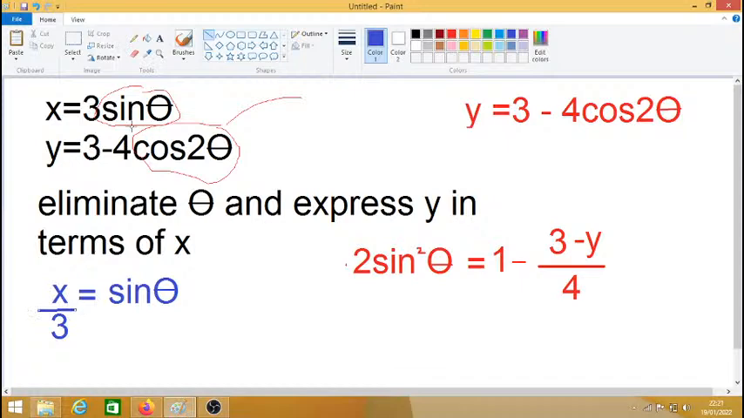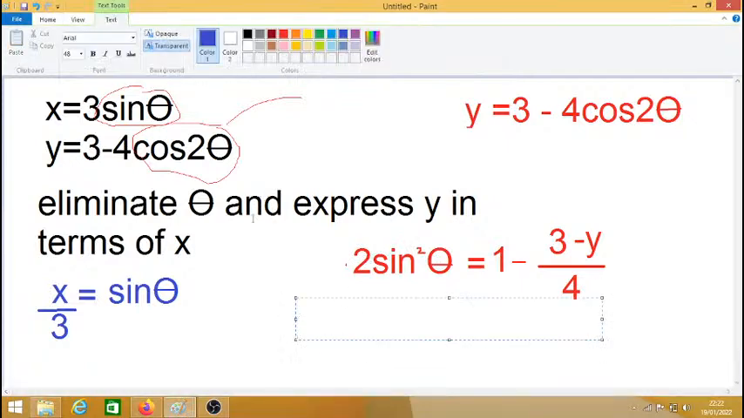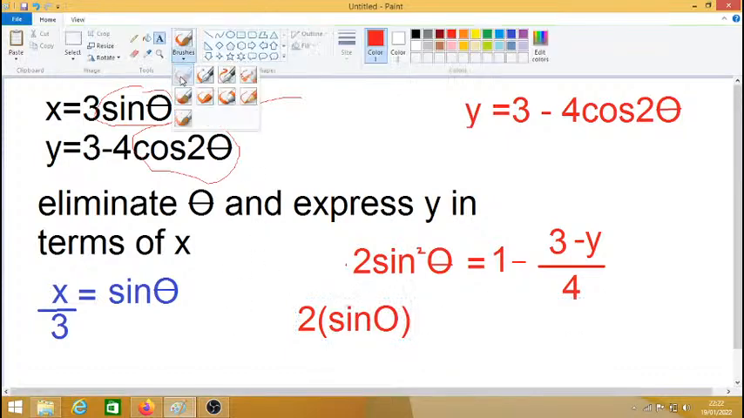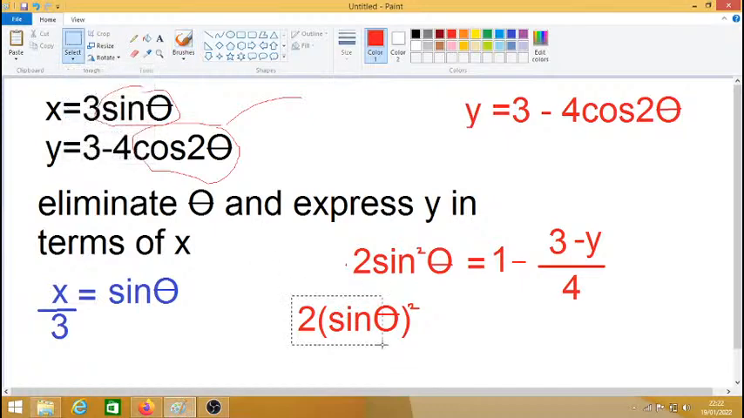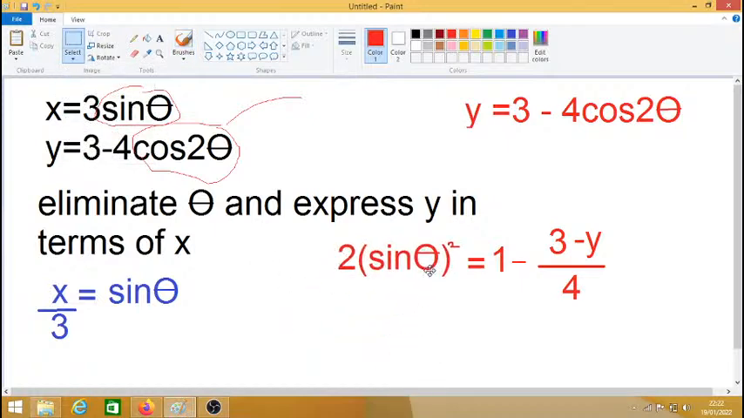Now you're probably looking at that and thinking, well, that's sine theta, whereas in the equation I had sine squared theta. So let's correct that. Remember that sine squared theta just means sine theta squared. So I can replace that with 2 times, in brackets, sine theta squared. That's all sine squared theta means. It just means sine theta squared, and the 2 stays at the front. So that can go here.